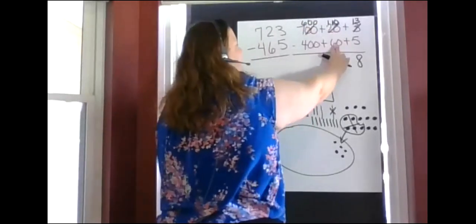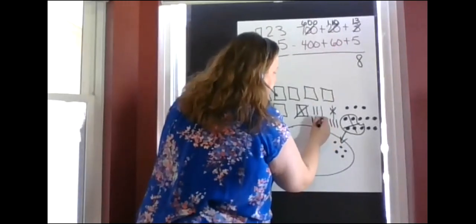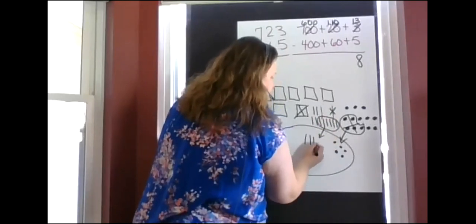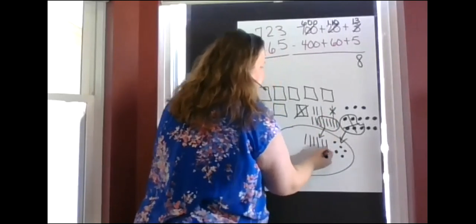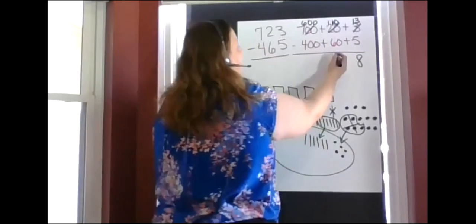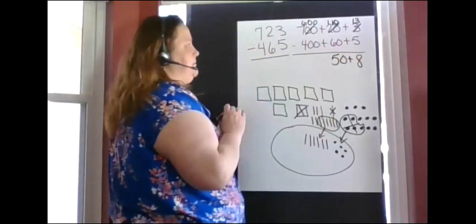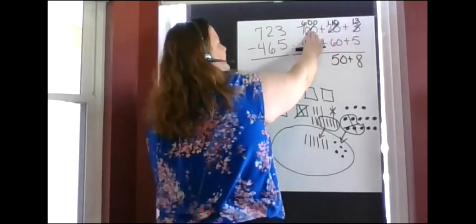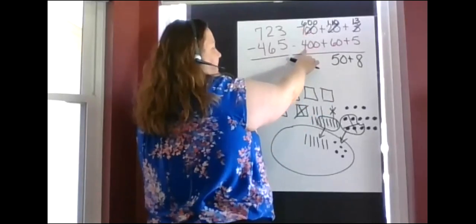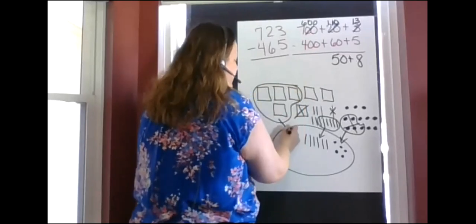So if I'm moving out 60, so 1, 2, 3, 4, 5, 6 of my base 10 tens blocks, I'm left with 1, 2, 3, 4, 5. 5 tens is 50. And now I have 6 of my hundreds blocks left. I have 600. I need to take away 400. So I'm going to take away these 4.